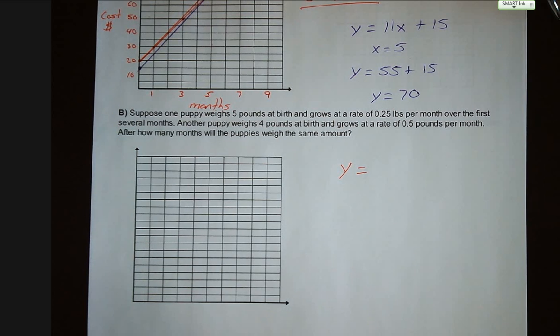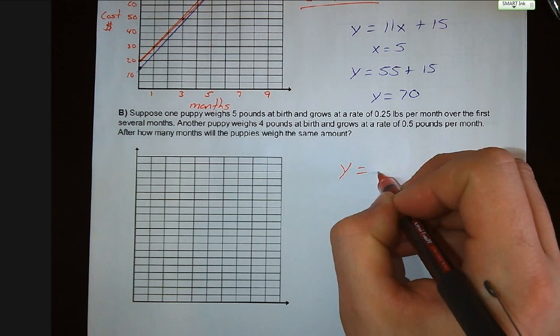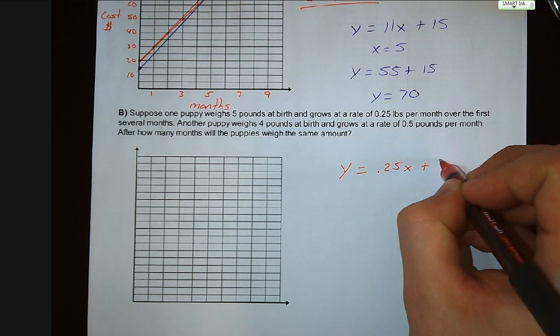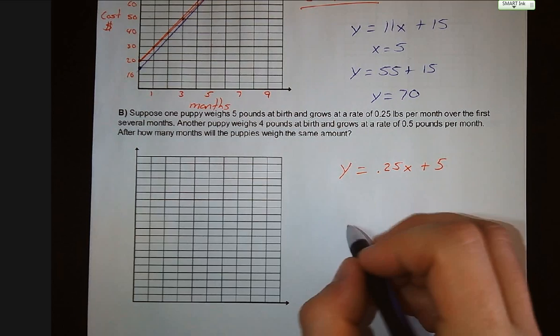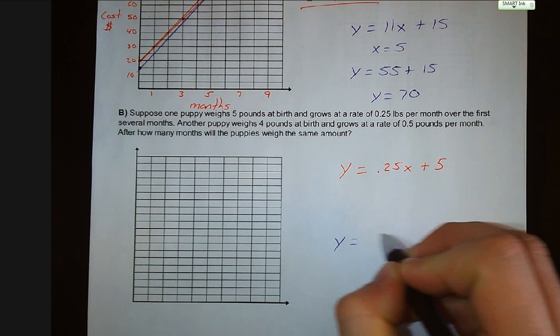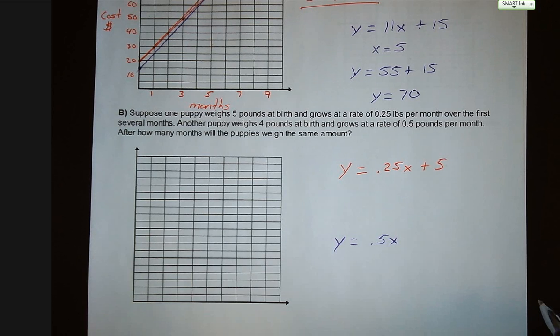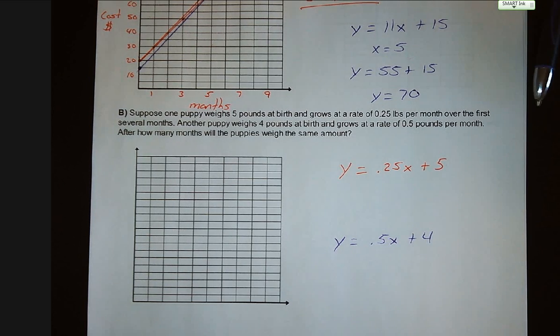So our first equation, we are growing at a rate of 0.25 pounds per month, so it'll be 0.25x plus 5. And our second equation is going to be 0.5x, because it's growing at half a pound per month, plus 4. So now we need to set up our graph.